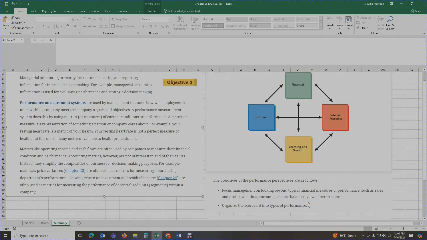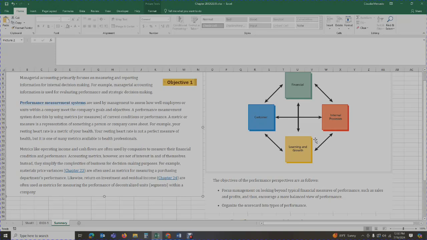Okay, so the objectives of the performance perspectives are as follows. It allows management to focus on looking beyond just the typical financial measures. Usually the financial aspect is very important, but there are other things, operational efficiency, customer satisfaction, that must be looked at that will ultimately impact the financial aspect, but it's not solely just the financial aspect. This can include sales and profits to encourage a more balanced view of performance. Okay, and it organizes the scorecard into the type of performance that we're analyzing and interpreting when management looks at this data.